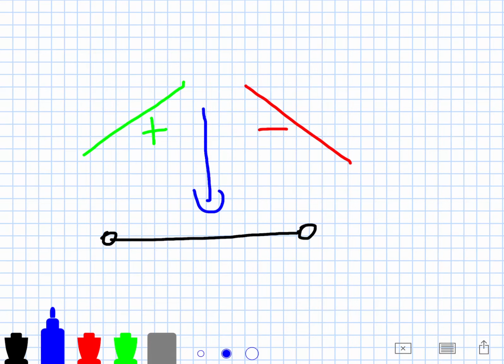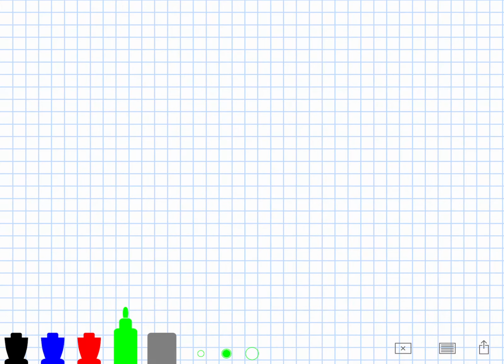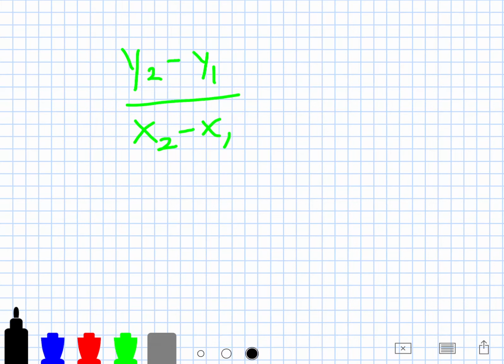So if we have a positive slope that goes like that, and we have a positive slope that goes almost straight up, one is going to be a lot higher of a number for slope than the other one, right? So let's start talking about that. Okay, so the formula for slope is y2 minus y1 over x2 minus x1. You can see that right there. You don't have to write it down because it's available to you.